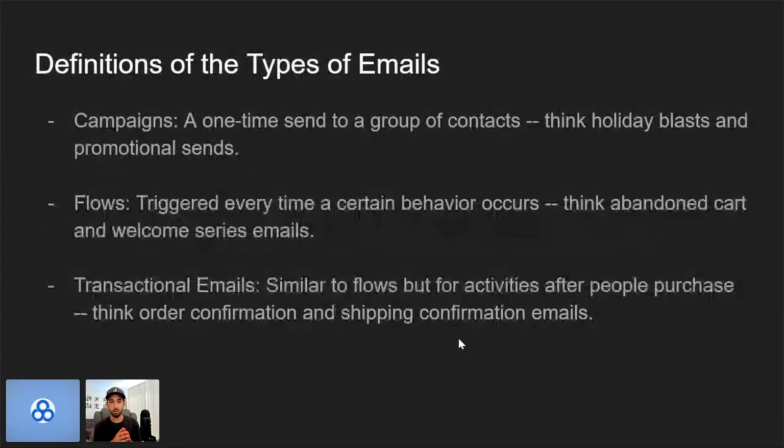So the very basic thing, just so that we're on the same page today, there's 3 different types of emails. We have a campaign, we have a flow, and we have a transactional email. A campaign is a one-time send to a group of contacts. Think about a holiday blast or some kind of promotional offer. A flow is an automated email that takes place when a certain trigger occurs. Think about an abandoned cart or some kind of welcome series. And then a transactional email is very similar to a flow, but it's specifically after people purchase, and it's things like order or shipping confirmation.